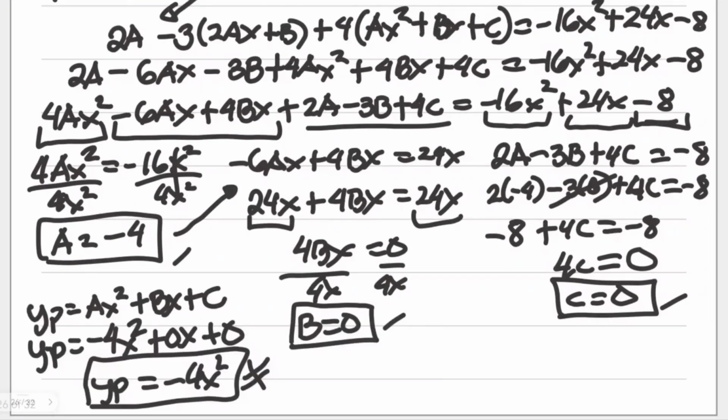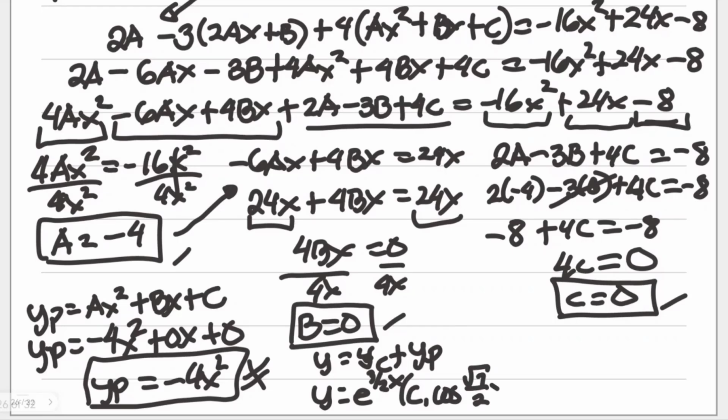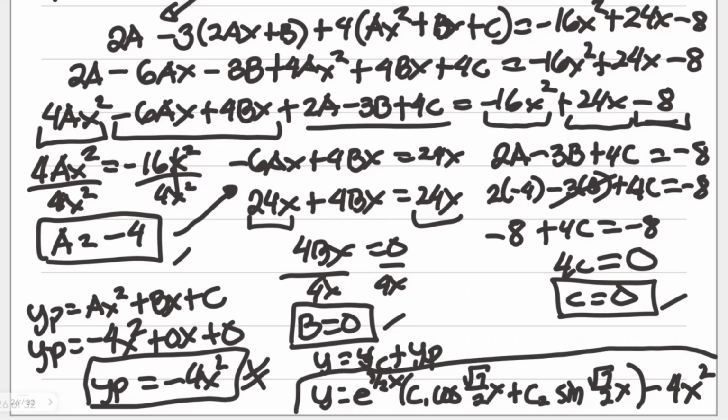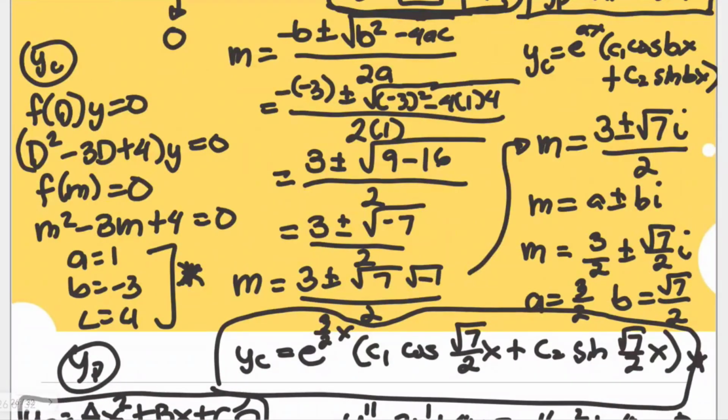Let me use the remaining space here as our y is equal to y sub c plus y sub p. So y is equal to our y sub c earlier, e to the power of 3 halves x times c sub 1 cosine of square root of 7 halves x plus c sub 2 sine of square root of 7 halves x plus your y sub p, which is, since it's minus, so I'll just simply change it, we'll have minus 4x squared. This is now the final solution of our given original equation.